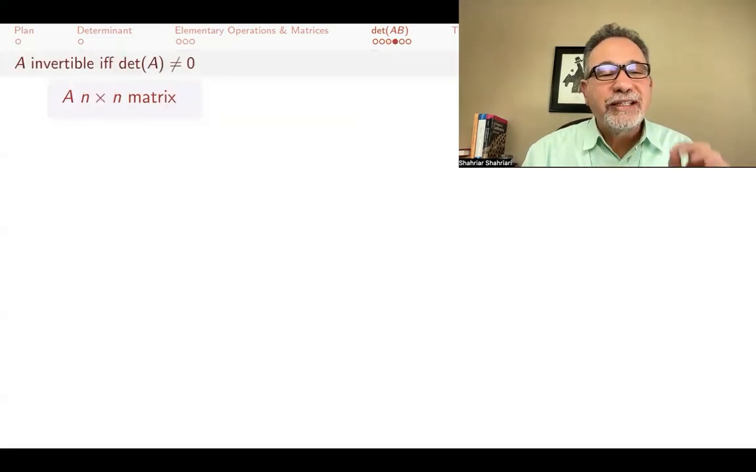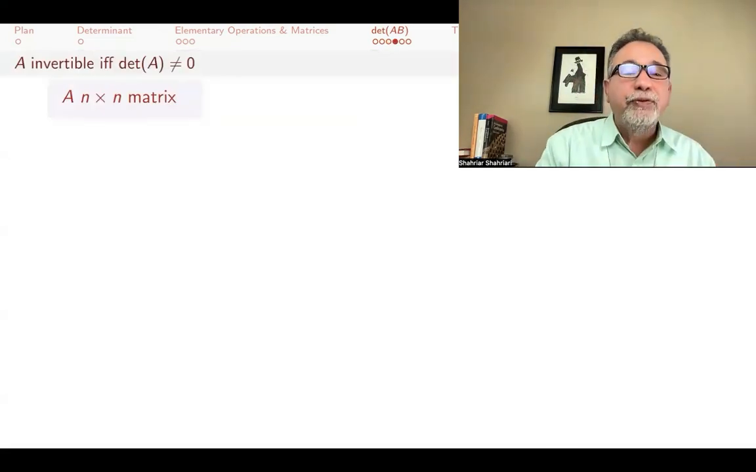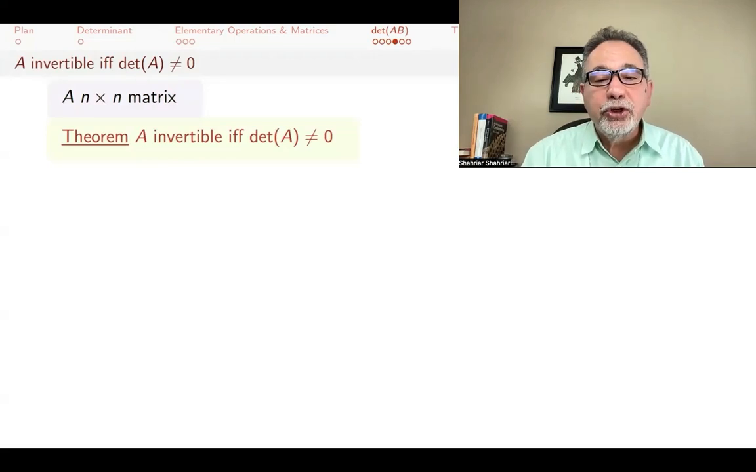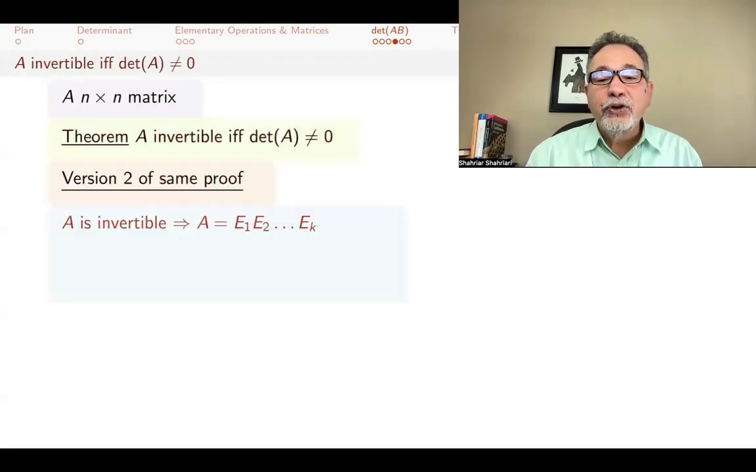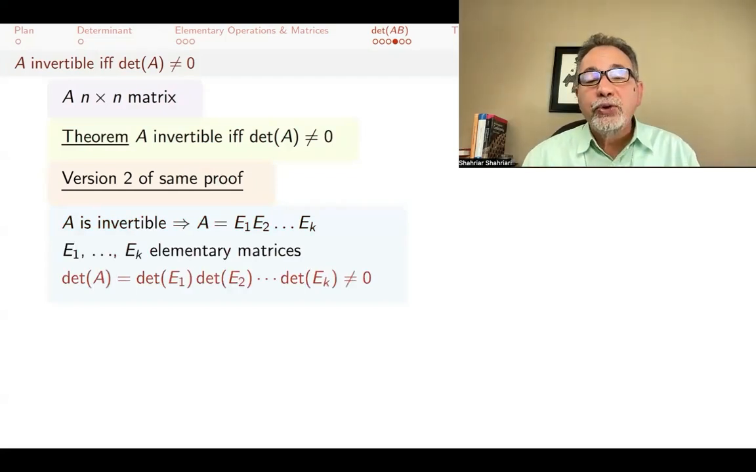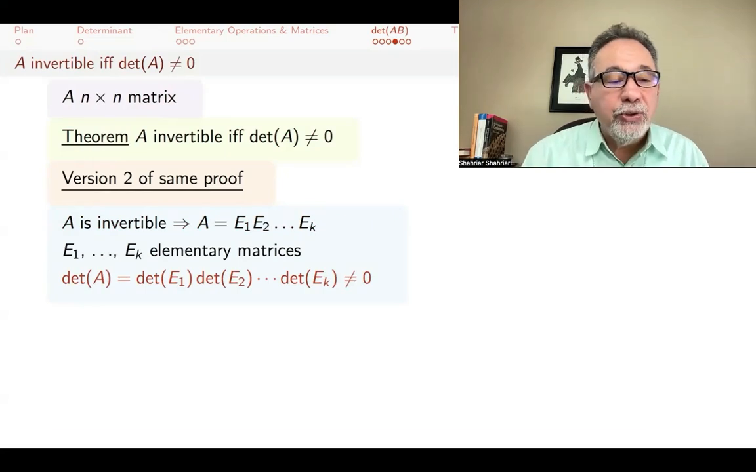Now I'm ready to give you a slightly different version of actually the same proof that A is invertible if and only if the determinant of A is not 0. If A is invertible, A is a product of elementary matrices. The determinant of A is the product of those, and those all have non-zero determinants. So when you multiply them, you get non-zero.